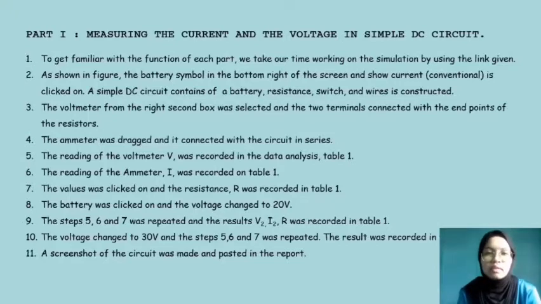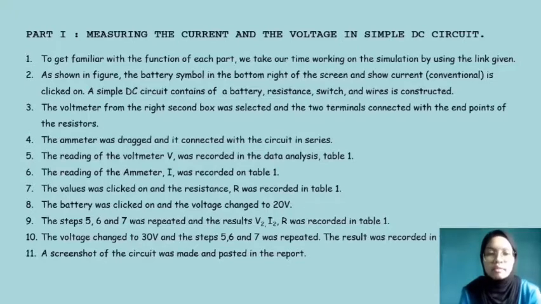The voltmeter from the right second box was selected and the two terminals were connected with the end points of the resistor. The ammeter was dragged and connected with the circuit in series. The readings of the voltmeter V and ammeter I were recorded in the data analysis. The values were clicked on and the resistance R was recorded in table 1. The battery was clicked on and the voltage changed to 20 volts.